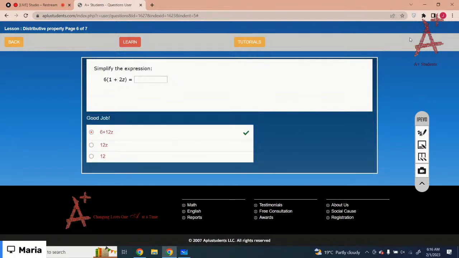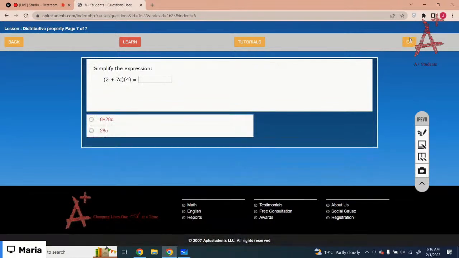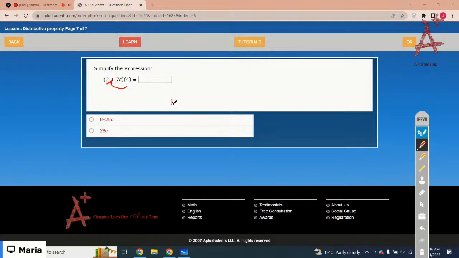Okay, the next one is 2 plus 7c times 4. So you have to do 4 times 2. 4 times 2 is 8. Then you have to do 4 times 7. 4 times 7 is 28. So it would be 8 plus 28c.